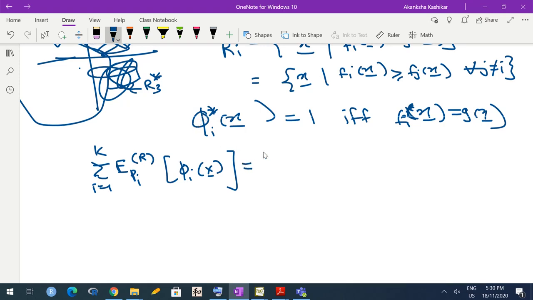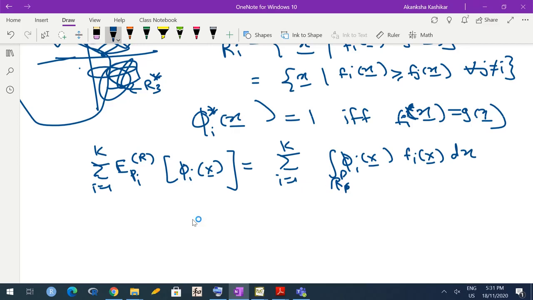Okay, so this can be written as the sum over i going from 1 to k. Let us write down the expectation. The expectation can be written as the integral of phi i(x) fi(x) dx. The integral is over the entire Rp. I am just writing down the formula for expectation in terms of an integral.